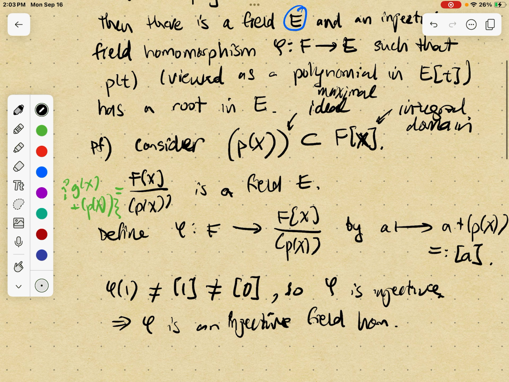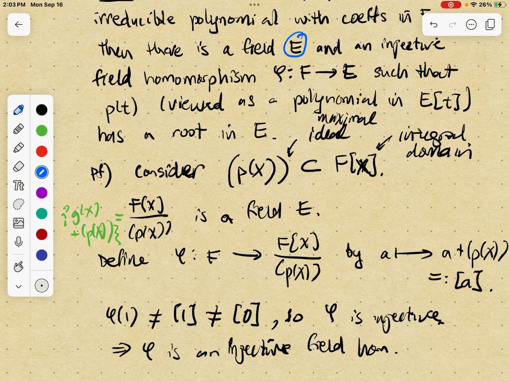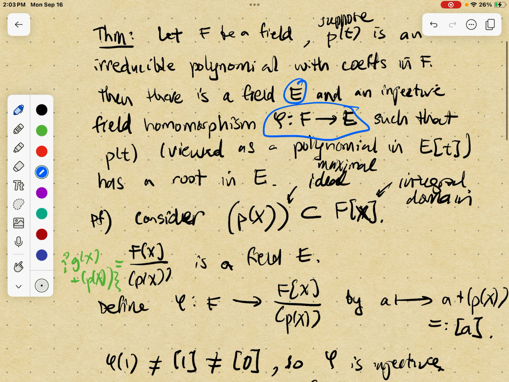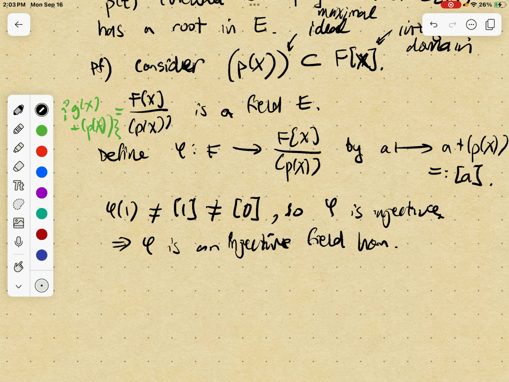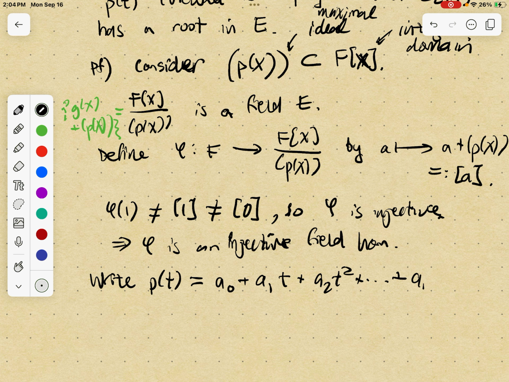Okay, so now we have our map phi from F into E. That's good. Now we just need to show that this actually satisfies the hypotheses of the theorem. So we need to show that P of t, viewed as a polynomial in E of t, has a root in E. Okay, so let's write P of t as a0 plus a1 t plus a2 t squared plus dot dot dot plus an t to the n.